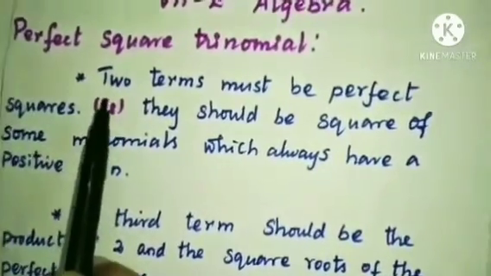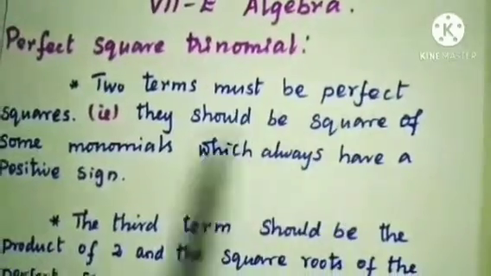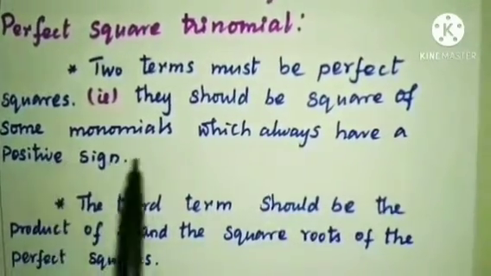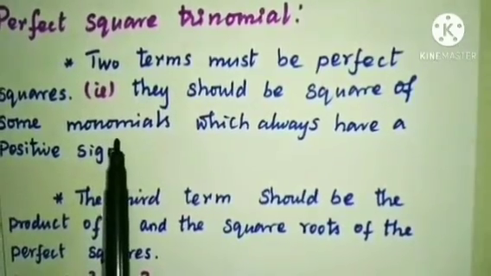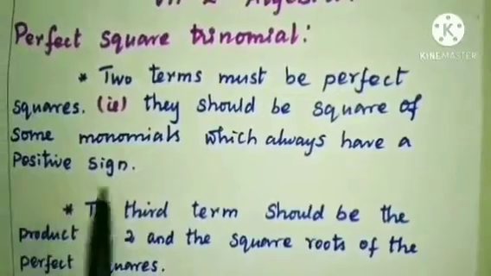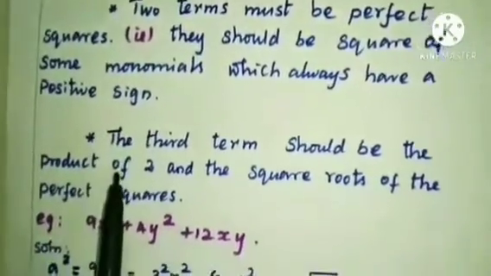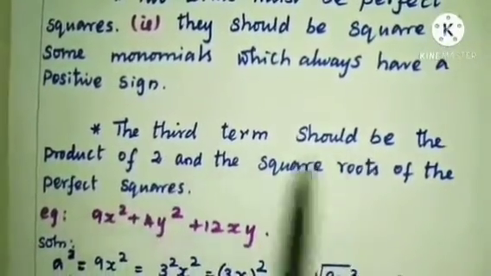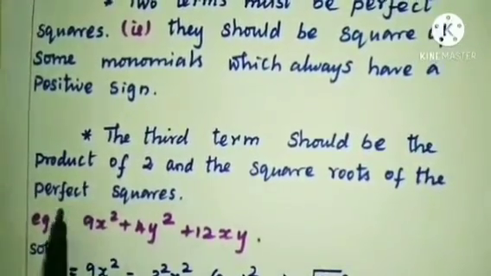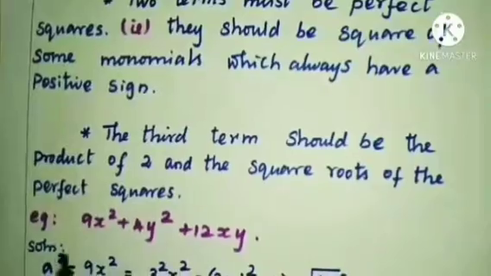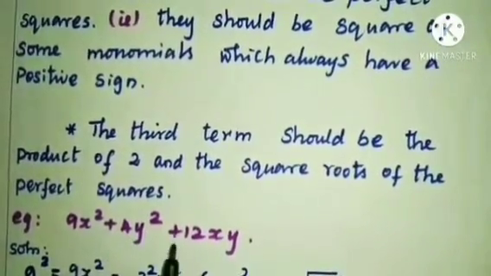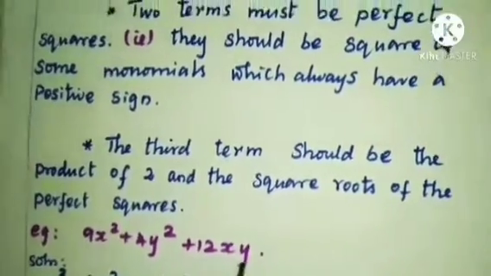First point is, 2 terms must be perfect squares. That is, they should be squares of some monomials. Monomial means it contains one term, which always has a positive sign. Second one is, the third term should be the product of 2 and the square roots of the perfect squares. For example, here the question is 9x² + 4y² + 12xy.